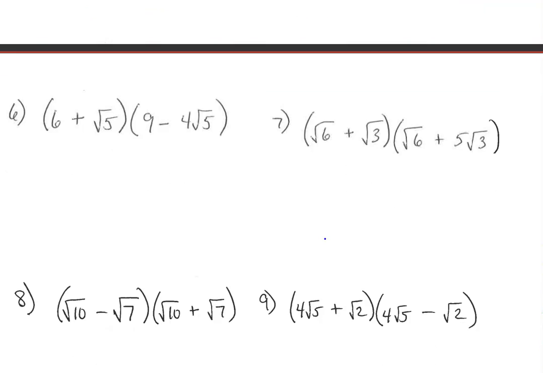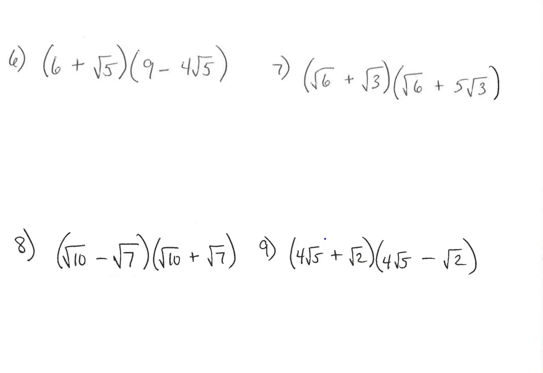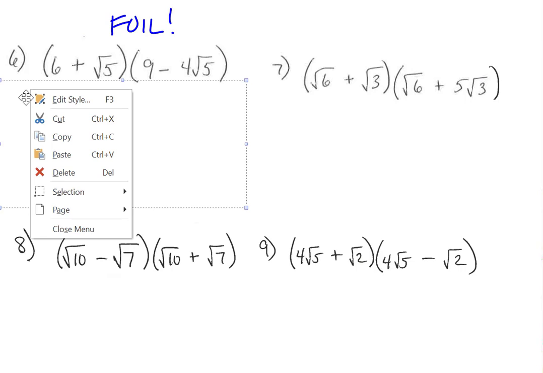Let's try some more. This time we're going to do a lot of foiling. Okay, yes, FOIL still applies even with radicals. And in these cases we have a bunch of binomials, or 2 terms times 2 terms, set up where you have inside this first example the first set of parentheses containing 6 plus the square root of 5, and then that's multiplied by another set of parentheses containing 9 minus 4 square root of 5. So we use the same old FOIL process here that we've been used to for a while.